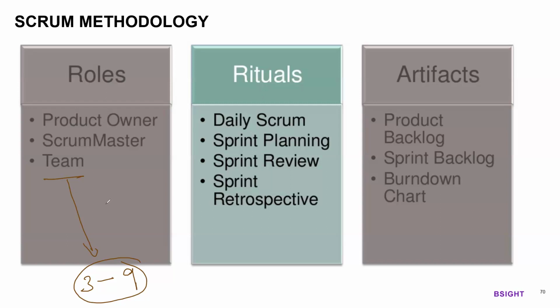So the size of the team will be 3 to 9 plus 1 plus 1. One is the Scrum Master, another one is the product owner. So a maximum of 11 people will be there in a Scrum team.